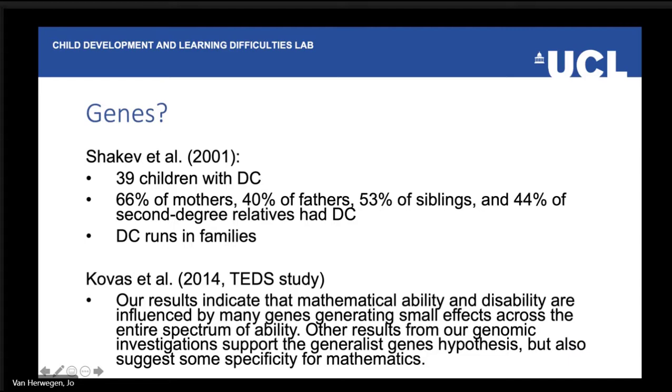More recently, there are studies that look at the spectrum of genes that might be involved, and this is by Kovas et al. 2014. What they did was they scanned the genes of lots of people to find out which polygenes are involved in developmental dyscalculia, and indeed they found that there are probably many genes, so it's across many genes. There are small effects between those who meet the criteria for developmental dyscalculia and typically developing children, showing that there might be a lot of genes involved in the mathematical learning difficulties.